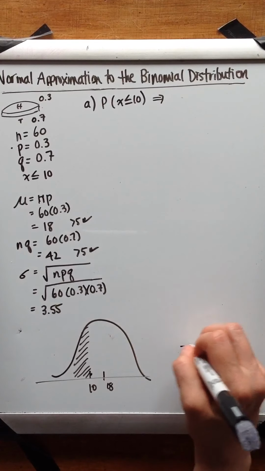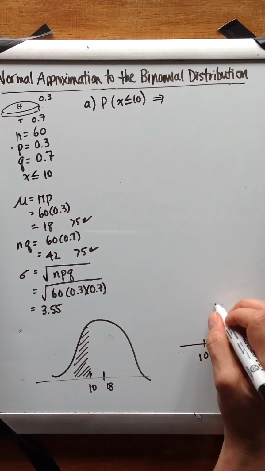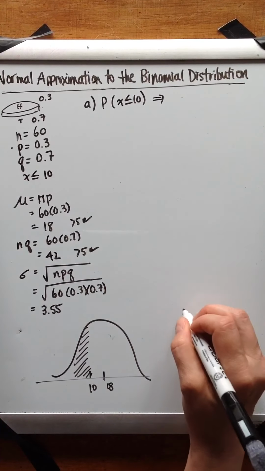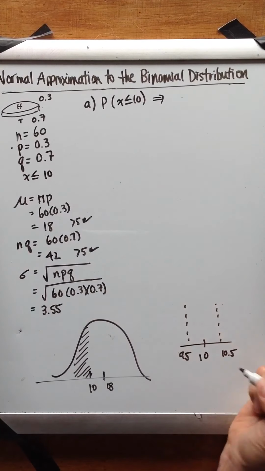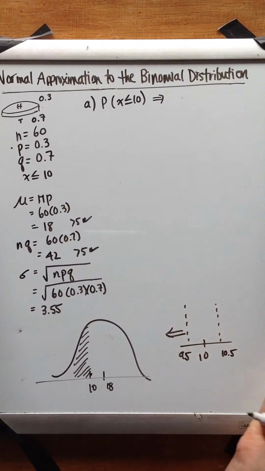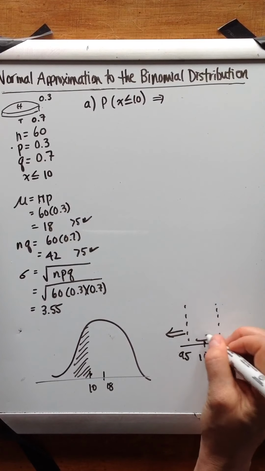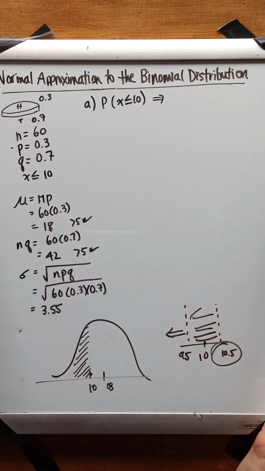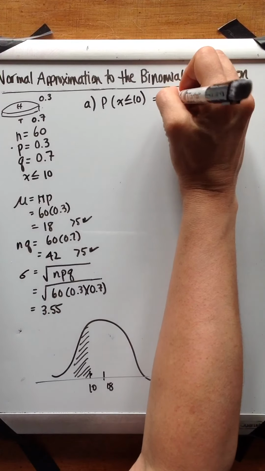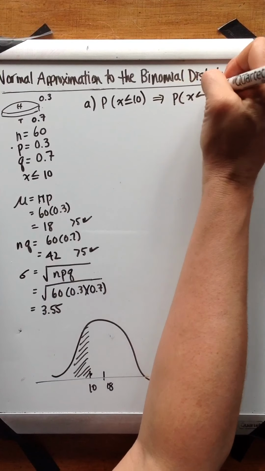So if I blow that up, are we going to start at 10.5 or are we going to start at 9.5? Well, since we're heading to the left for area and we want 10 to be included, we're going to have to start at 10.5. So our correction looks like this.